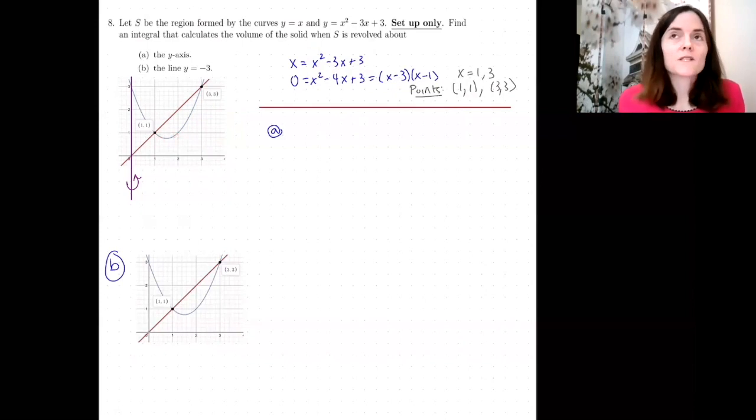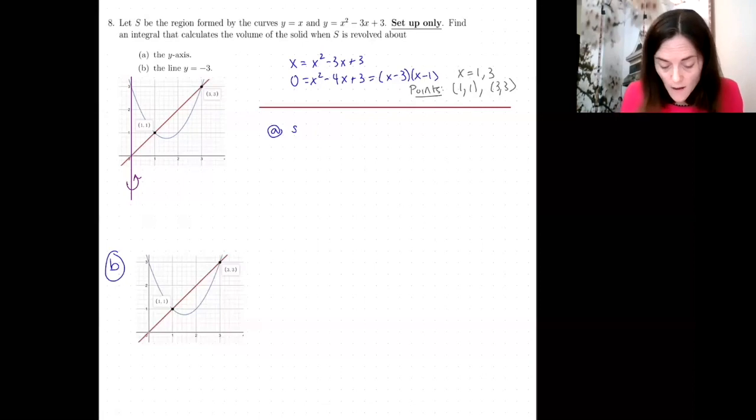So you don't want to, in fact, I wouldn't want to try to do part A with washers. It's going to be significantly more complicated. And this is why the technique of shells is so nice. Okay, so I'm going to use shells.